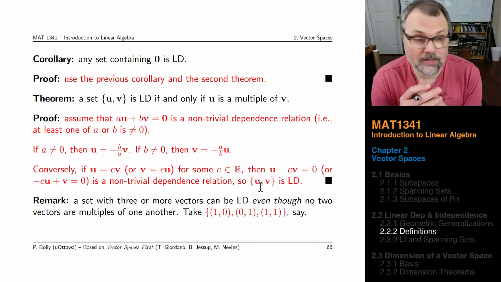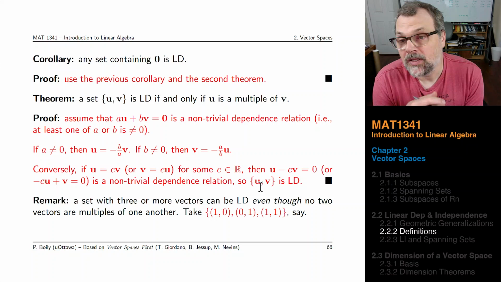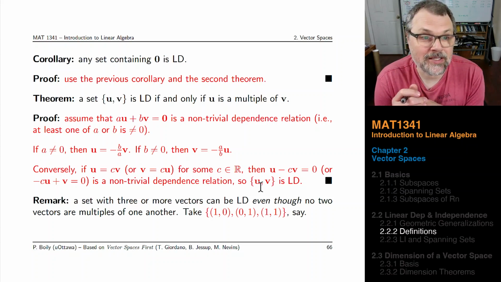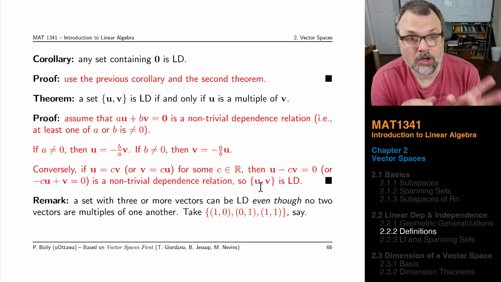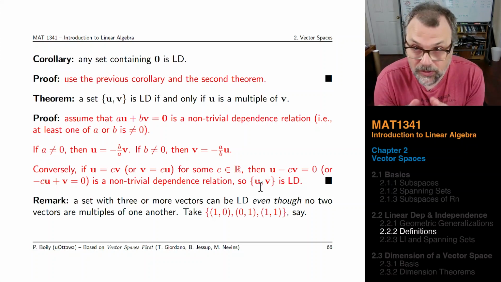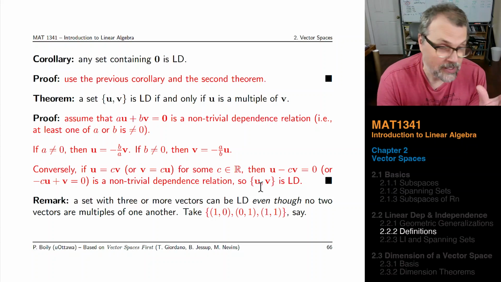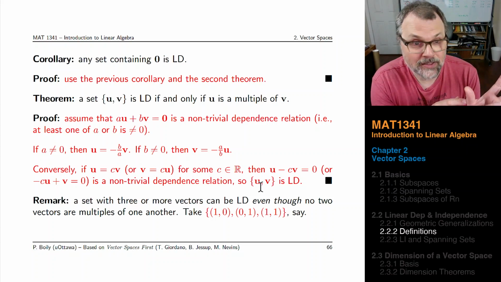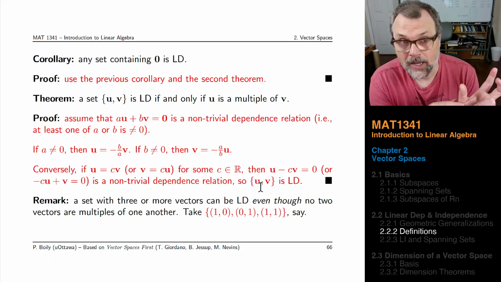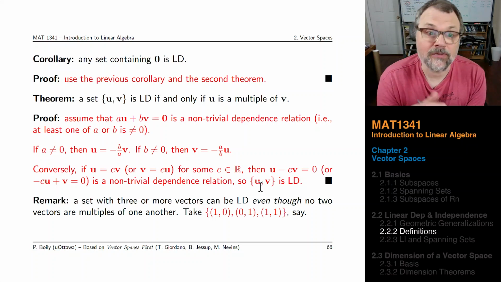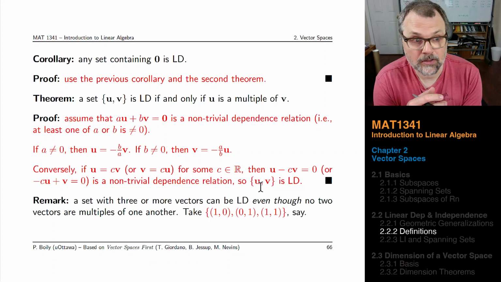Another result of that, another corollary, if you want, is that if you have a set of two vectors, that set is going to be linearly dependent if and only if u is a multiple of v. So there are two things to show here because this is an if and only if statement. A set of two vectors is linearly dependent, then you want to show that u is a multiple of v. And the second thing you want to show is that if u is a multiple of v, then the set is linearly dependent.